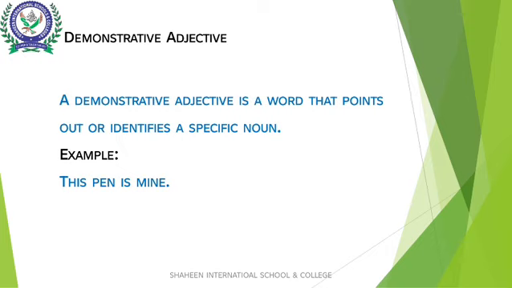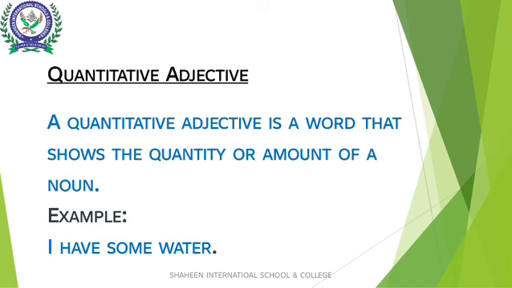The next type of adjective is a demonstrative adjective. A demonstrative adjective is a word that points out or identifies a specific noun. Here, it means that this type of adjective identifies a specific noun. It shows or points out to a specific noun or a pronoun. For example, this pen is mine.